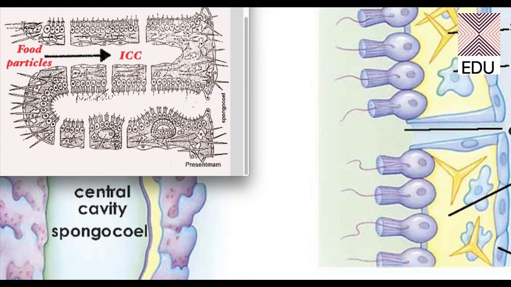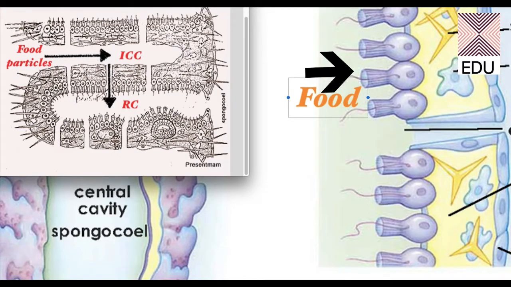From here they go to the radial canals. Now the water has reached the radial canals. So here you can see the radial canals are lined by choanocytes. So these are the choanocytes. The food has reached the choanocytes. Now these choanocytes will ingest the food by filtering it out, and the filtered food will be taken inside the choanocyte. So this is the nutrition in Sycon.